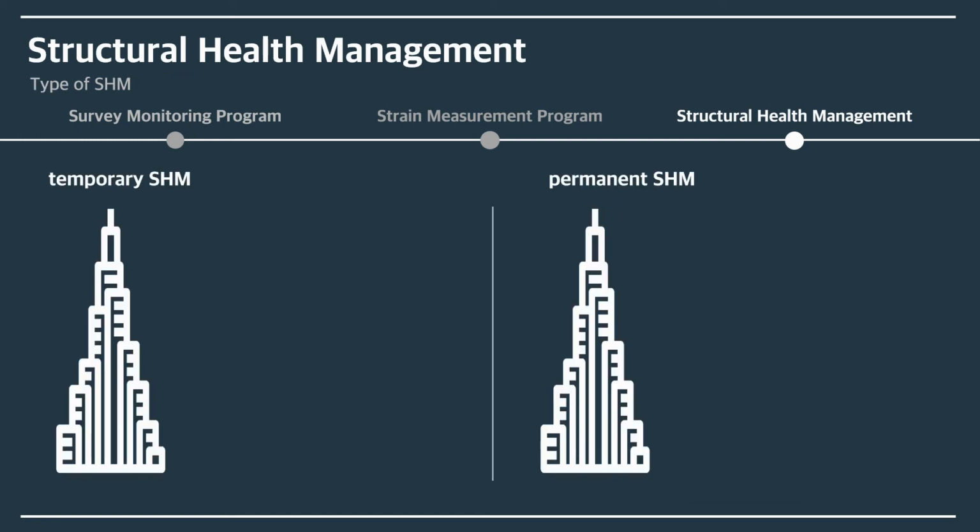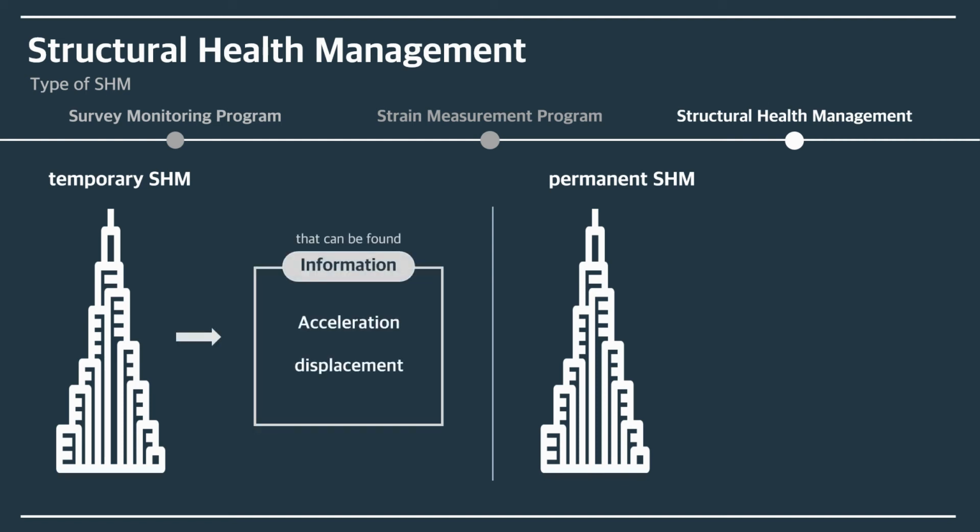The SHM used in the Burj Khalifa are a temporary SHM and a permanent SHM. We'll tell you about them. Temporary SHM was developed and installed in Burj Khalifa in cooperation with Notre Dame University. It was responsible for monitoring the acceleration of buildings, measuring displacement, and providing real-time feedback on tower dynamic characteristics and behavior during construction and before construction of structures.